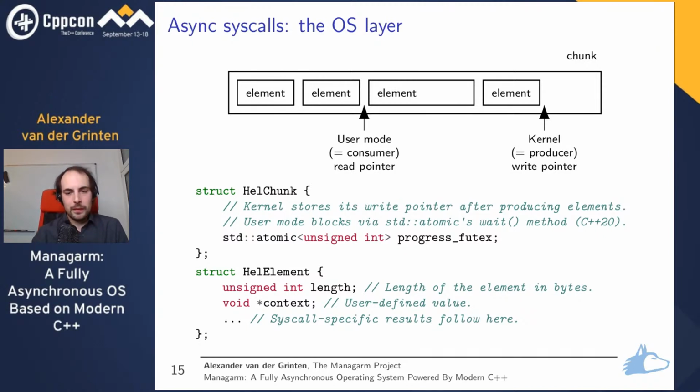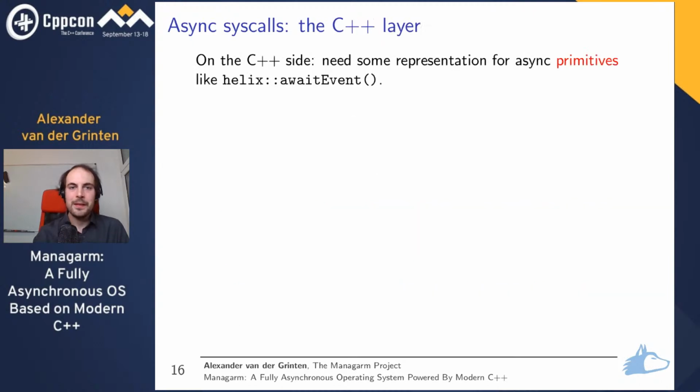All right, that's the OS layer. I'm not going to explain that in more detail here. Now I'm going to look at the C++ layer, because this is a C++ conference and you're probably more interested in the C++. So how does it work on the C++ layer? We need some representation for async primitives in C++. And such an async primitive is, for example, helix await event.